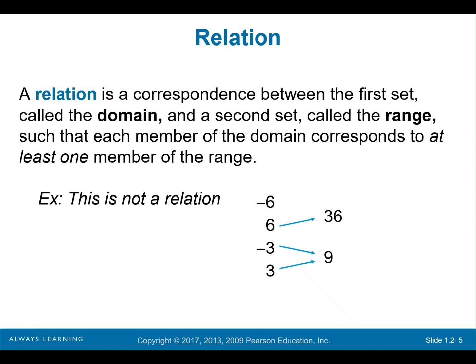Now, we call a correspondence a relation between the first set, our domain, and the second set, called our range, if each member of the domain corresponds to at least one member of the range. So a non-example is easier to see here. -6 goes nowhere in this correspondence, therefore it is not a relation. Now, we focus a lot more on functions than we do relations, but it gives you a little context when you see that word come up.